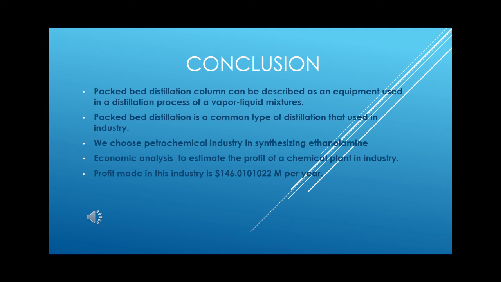As a conclusion, packed bed distillation column can be described as equipment used in a distillation process of a vapor-liquid mixture. Packed bed distillation column is one of the types of distillation used in the chemical industry. We have chosen the petrochemical industry based on synthesizing ethanolamine based on our experiment. We also have done economic analysis to estimate the profit made in a chemical plant. This analysis is based on estimation by equipment that is being used in industry. The profit made in industry is 146 million USD per year.